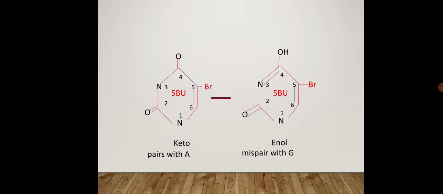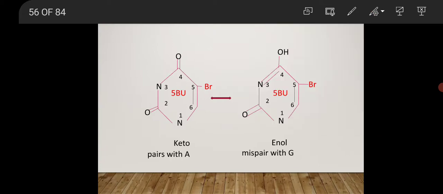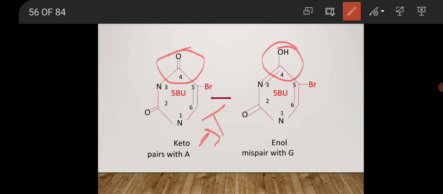One is the keto form and the second is the enol form. The keto form consists of a double bonded O group, and the enol form consists of a hydroxyl group. The keto form is the form in which it is present like thymine. So in the keto form, this 5-bromouracil acts as a thymine, which is very common, and in the enol form it acts as a cytosine, which is rare.